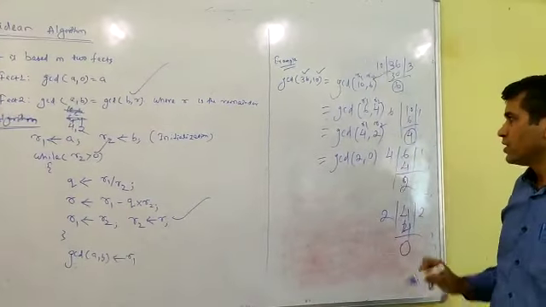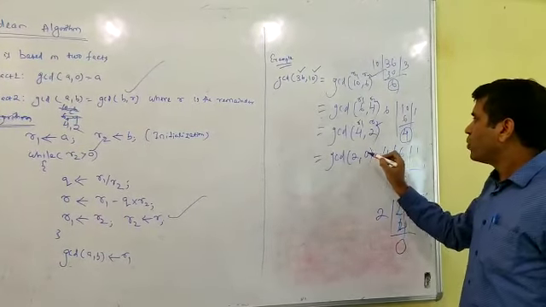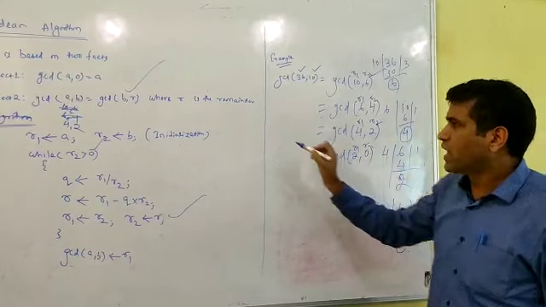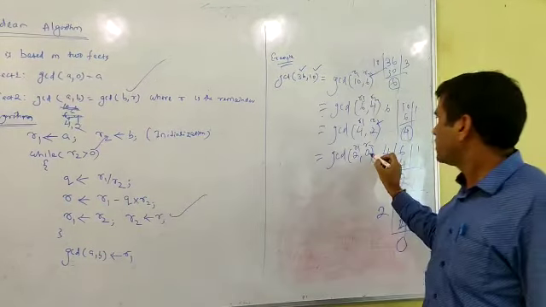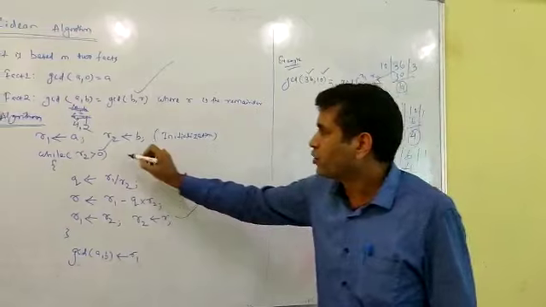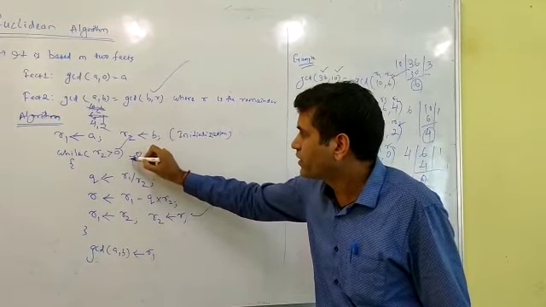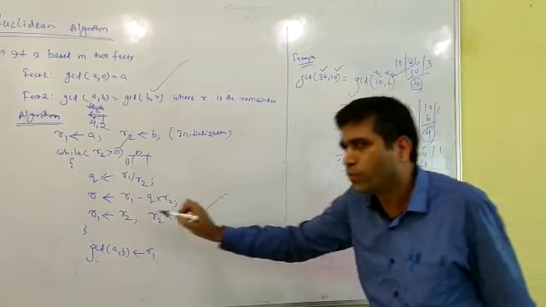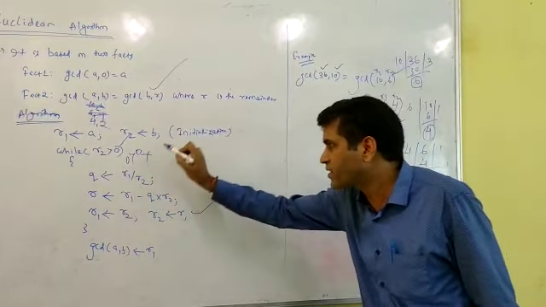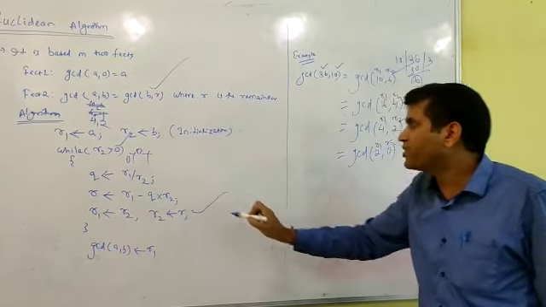This is the logic. Then the next question will be, whether this is R1, this is R2, whether R2 is greater than 0. See this, R2 value equals 0. So do you think 0 is greater than 0? No. That means the loop will not execute. That means the statement inside will not be executed.